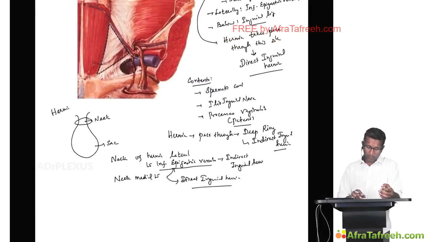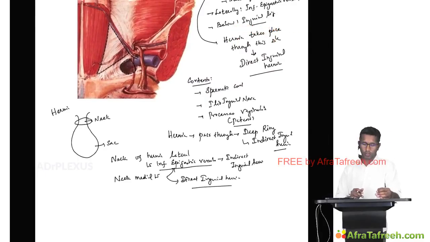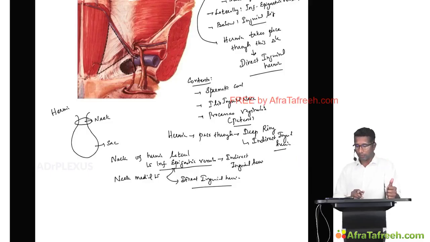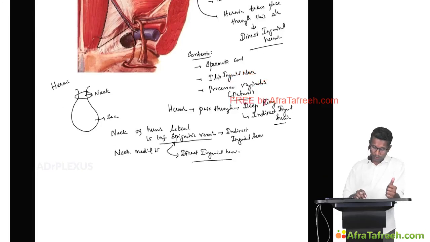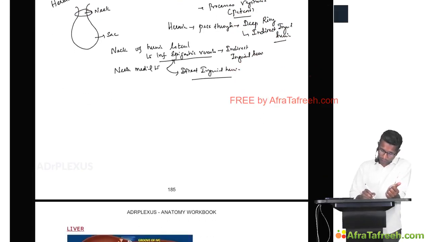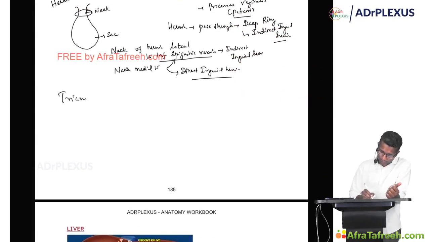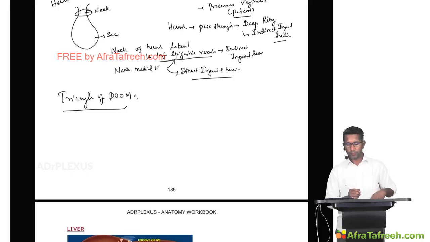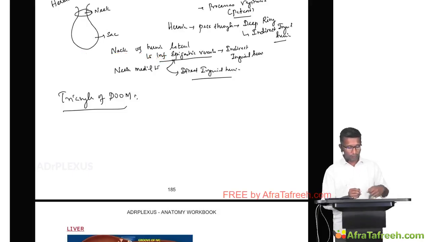As I told you, when you put a laparoscopic port into the abdomen, you are very much concerned with two areas. You must see two areas very carefully. One such area is called the triangle of doom. Why is it called the triangle of doom? Doom means death, isn't it? So you should know about the triangle of doom and the triangle of pain.